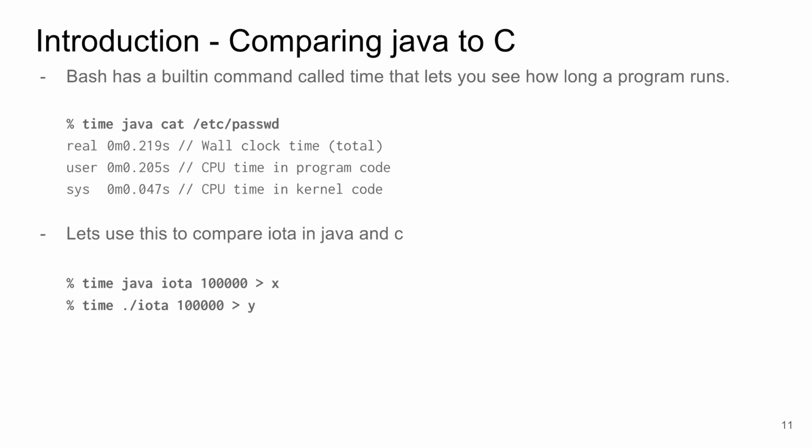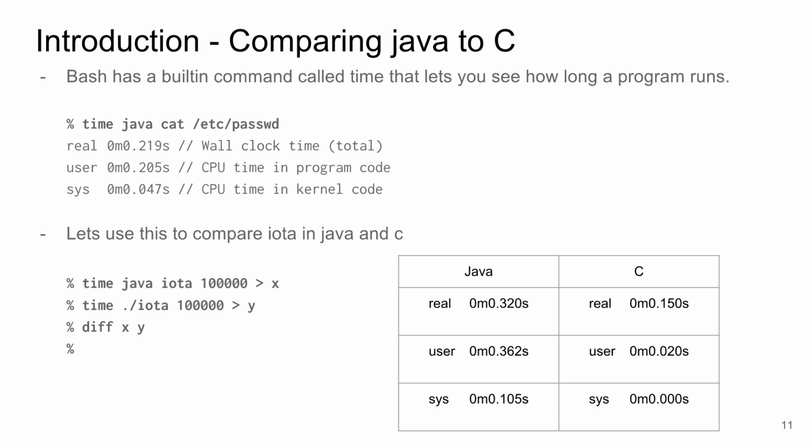First we run this Java program, and we're using this built-in command called time. We just say time, then whatever command we want to run, and it will give us a report on how long it takes. Right here I direct the output of the program into a file called X. Here I'm running the C program version and directing its output into a file called Y. Here I diff the two files just to show that they're producing the same thing. And then over here we have the results from them running.